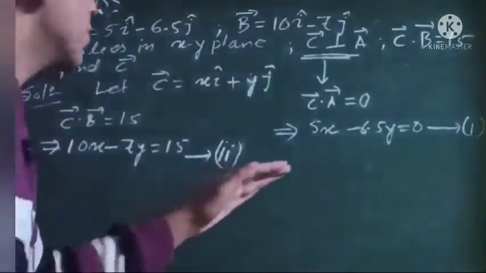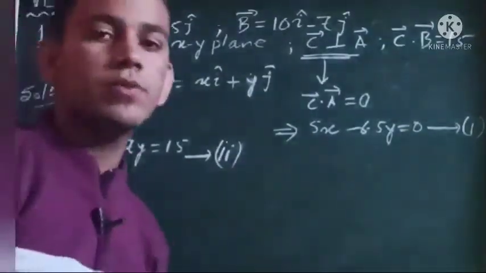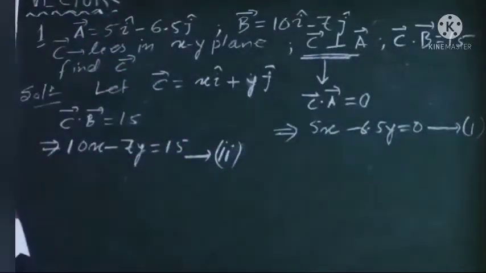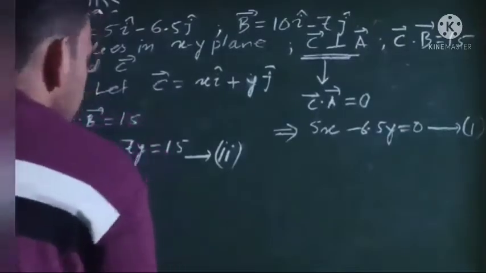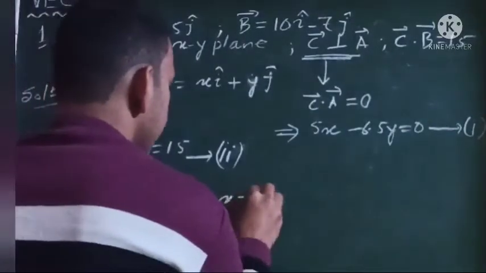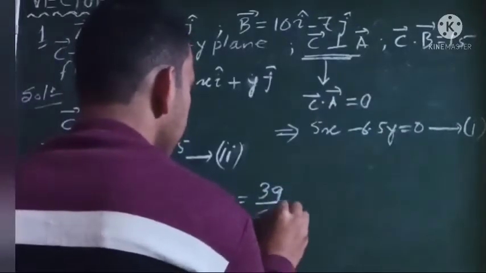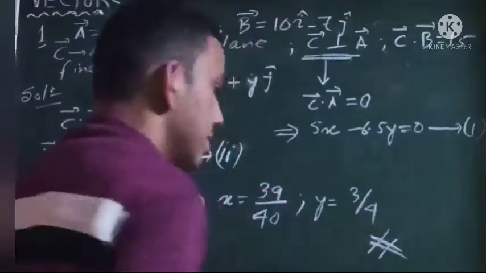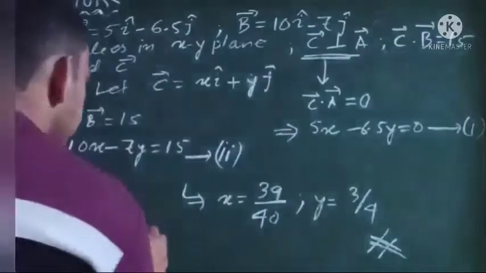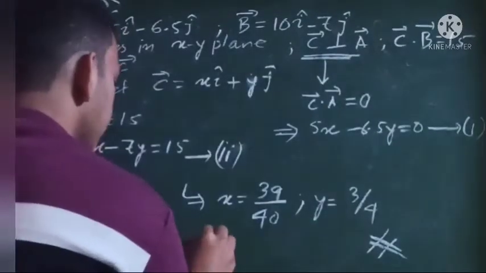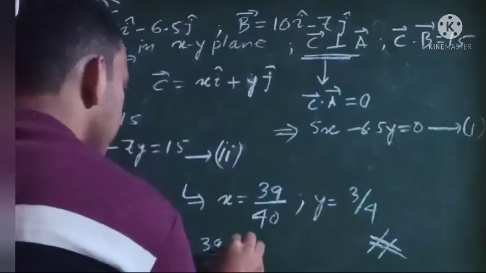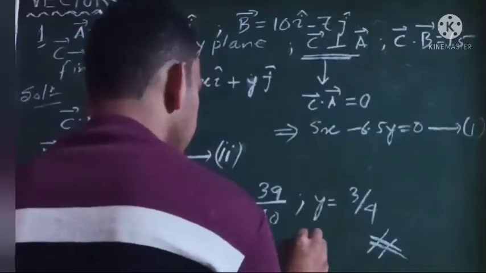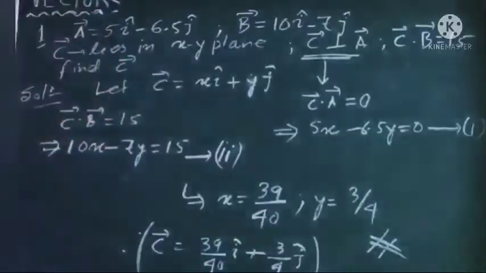Now we have to solve these two linear equations. I hope all of you can do this. I am writing the answer of this question. Here we are getting x as 39 by 40 and y is equal to 3 upon 4. This is the answer of this question. Therefore, we can write c vector as x i cap, that is 39 upon 40 i cap, plus y j cap, which is 3 by 4 j cap.